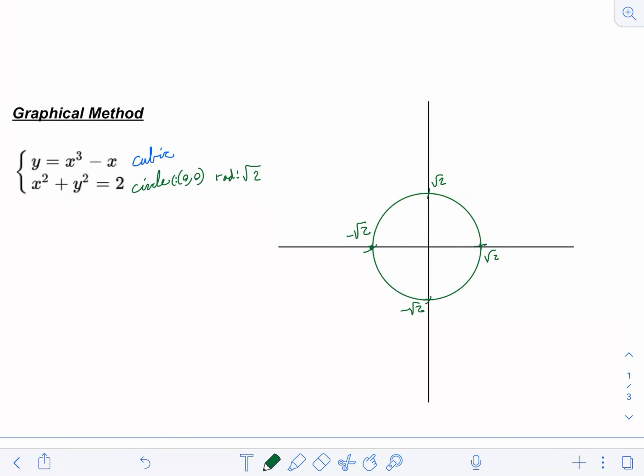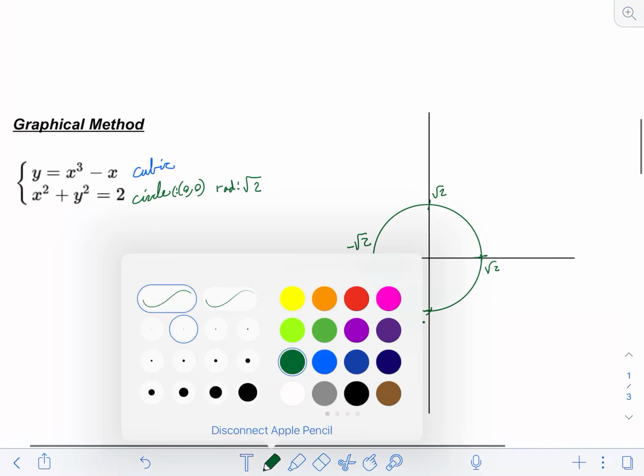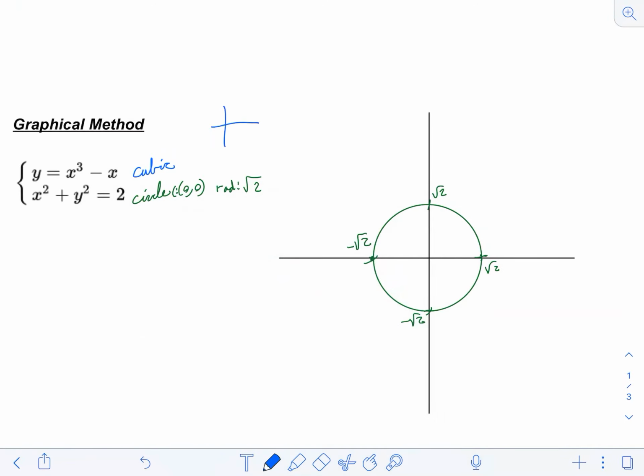Now, cubic, if you remember, just a basic cubic looks like this. But we want to be more specific here. If we're going to be doing it graphically, we want to be accurate. And so we need to take a look at our cubic. And we've got x cubed minus x equals y. We're going to assume y equals 0 so we can get our roots.